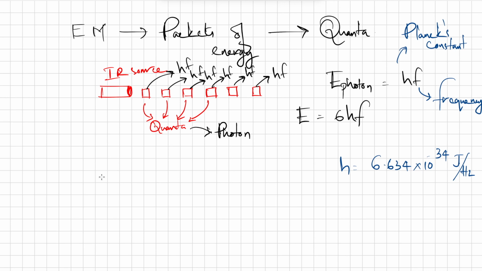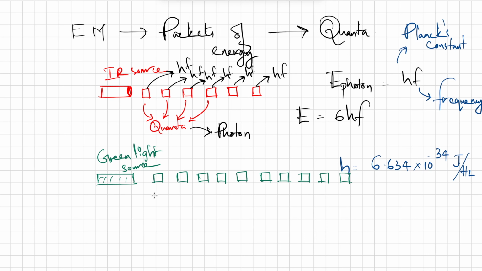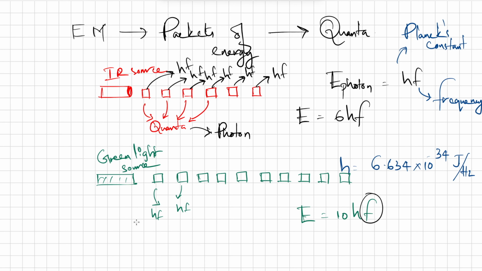Let's consider another example. We have a source that emits green light. So this is a green light source. Let's say it has emitted 10 photons. Each photon has an energy of hf. So this photon has an energy of hf, this photon has an energy of hf. So what's the total energy emitted by this source? 10 hf, right? Now if you know the value of frequency, you can substitute it here and find the total energy.